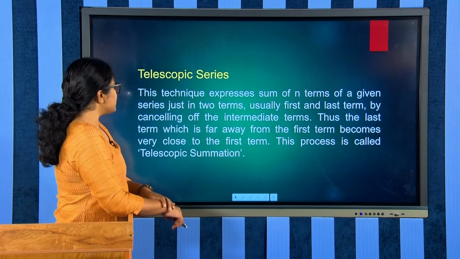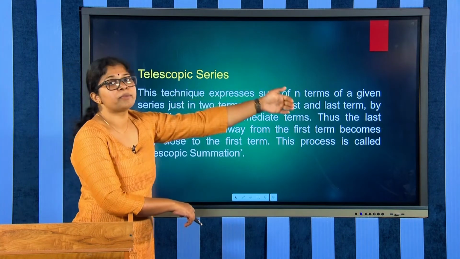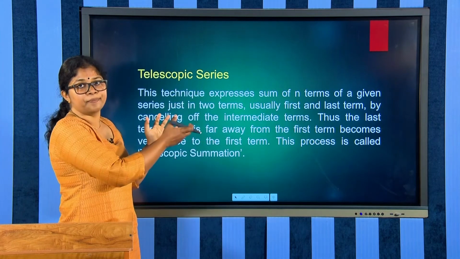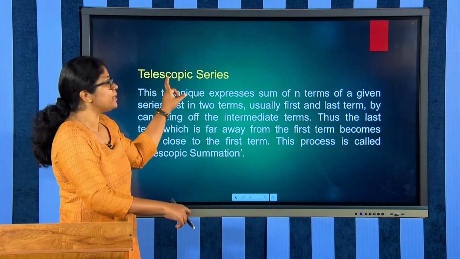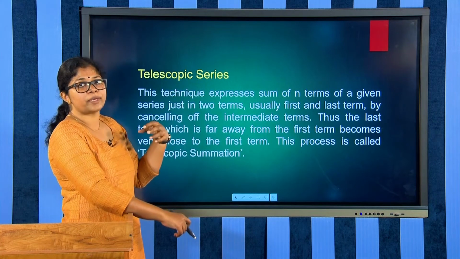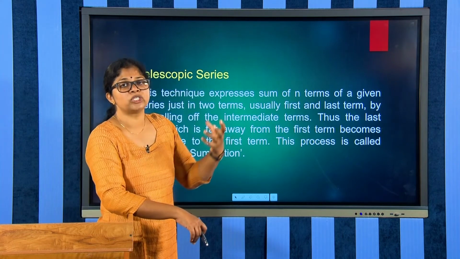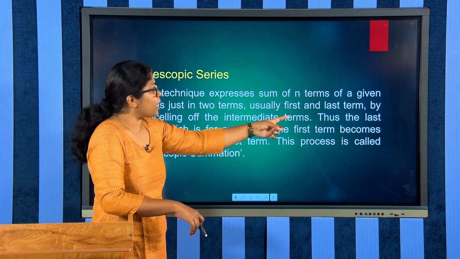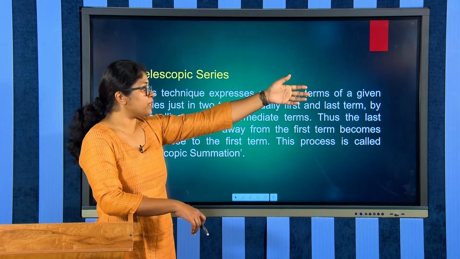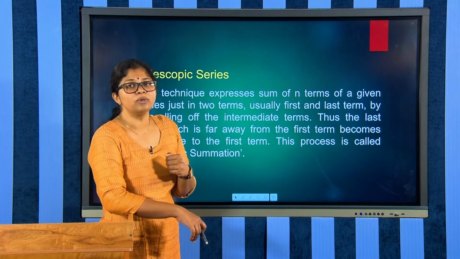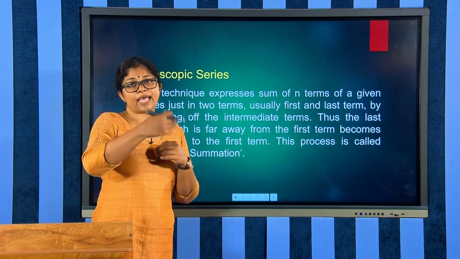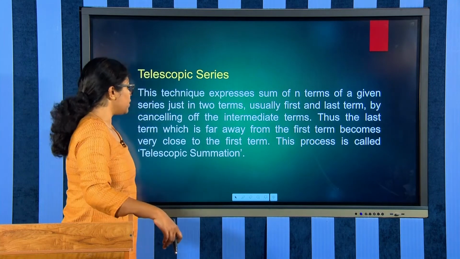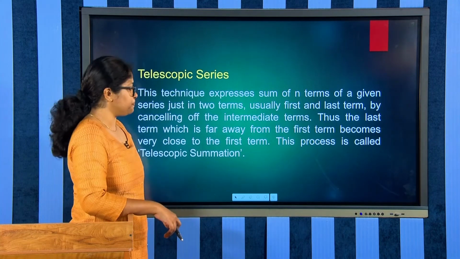So the last term, which was far away from the first term, becomes closer to the first term by this technique, and that is why this method is called telescopic. So, telescope is an instrument which takes objects very close to us. So, that is why the last term which was far away from the first term is made very close to the first term by using the cancellation of intermediate terms, and this process is what is called the telescopic summation.